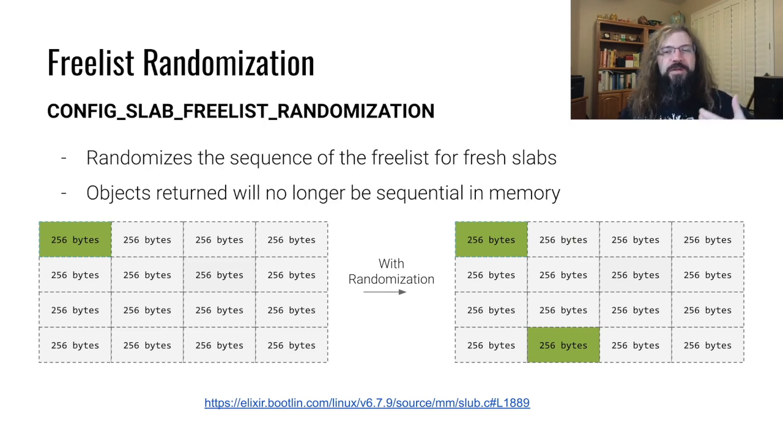The Freelist randomization configuration option randomizes the free list. So what is the impact here? For a fresh slab, you have no guarantees about which slot will be returned for those initial allocations that are drawing from the slab. So the first allocation may draw from slot 0, but then the second allocation may draw from slot 14, which is what we see here. The third allocation against this slab, maybe that draws from slot 16, right? The order of the initial allocations against a fresh slab is randomized.